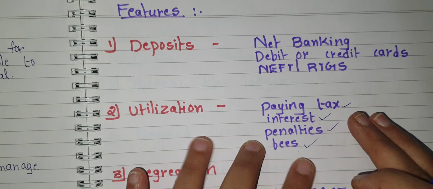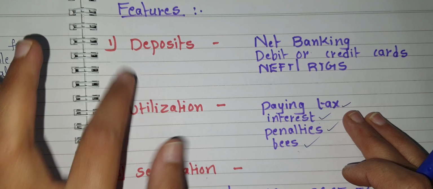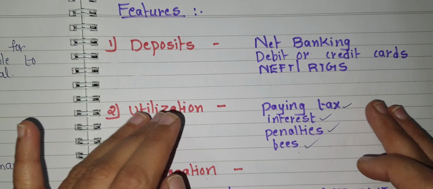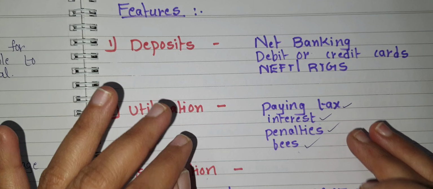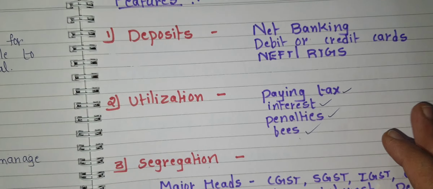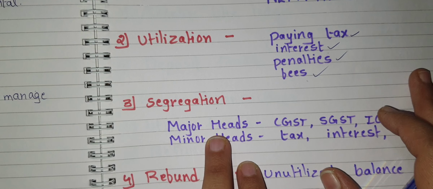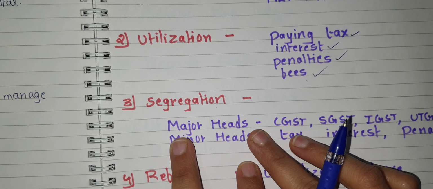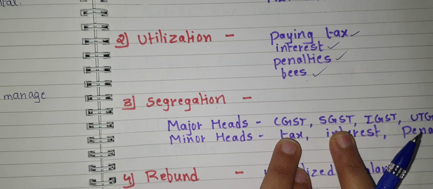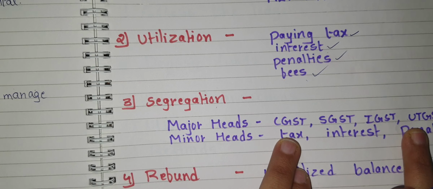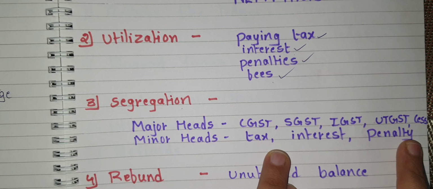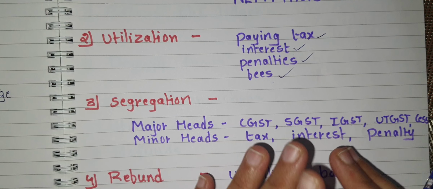So the first feature of electronic cash ledger is deposit, and the second is utilization, meaning how to utilize the deposited amount. They have to use it only for specific purposes. The third feature is segregation. There are mainly two types: major heads and minor heads. Under major heads, CGST, SGST, IGST, UTGST and cess will come. Under minor heads, tax, interest, penalty, fees or any other charges will come.